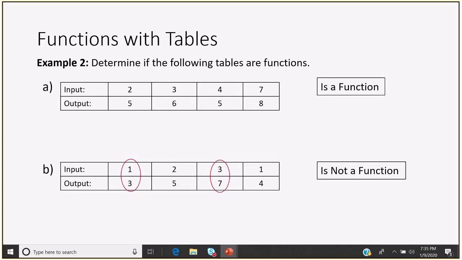Again, to be clear, 3, 7 should not be circled. 1, 4 should be circled.